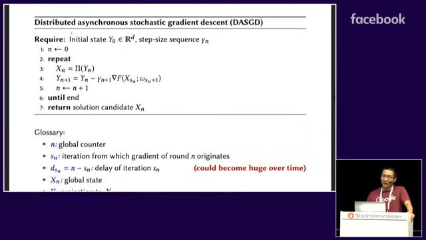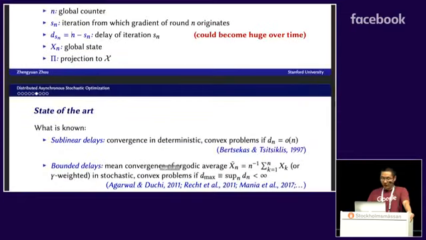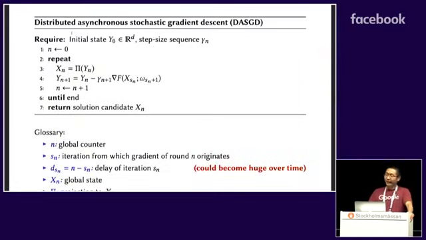And here the way we're doing projection is a lazy projection. It's sort of like a dual averaging scheme, because there's a global y, which is a dual variable that accumulates gradient, and then you project that to the primal variable xn. Okay? So there's a lot of work in this space.